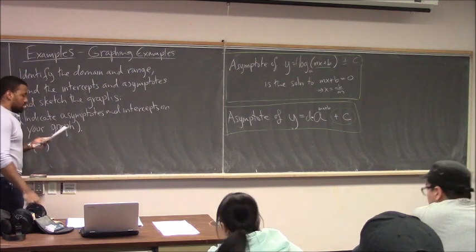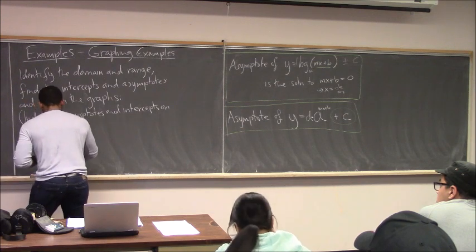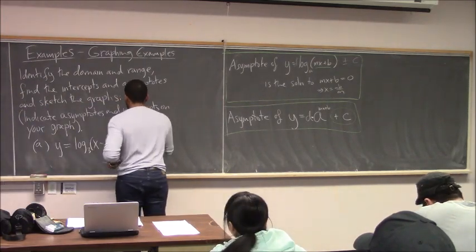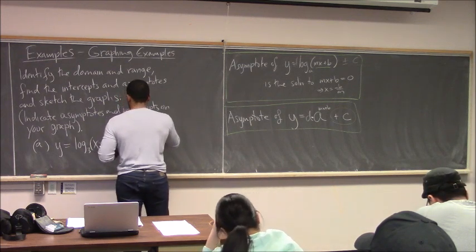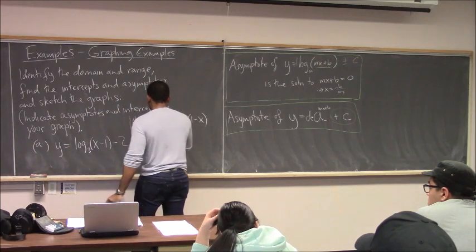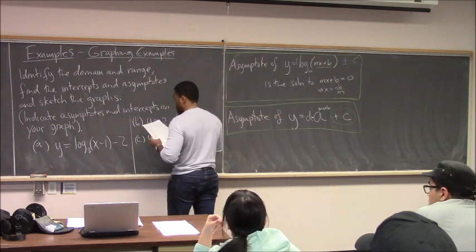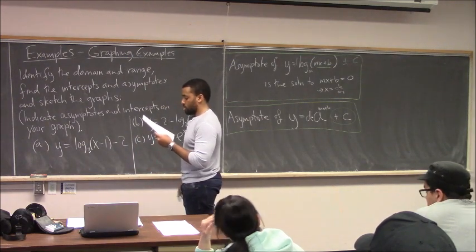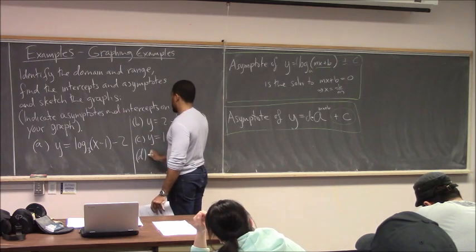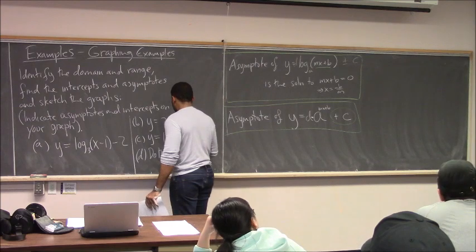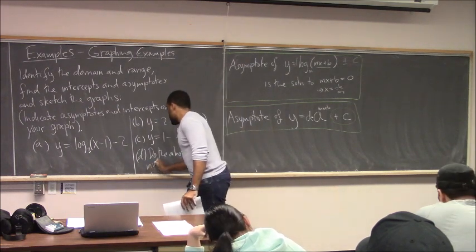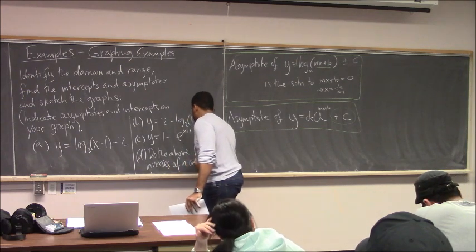So A, I'll give you a bunch of problem types. They might ask you to graph y equals log to the base 3 of (x minus 1), minus 2. B, y equals 2 minus log to the base 2 of (1 minus x). C, y equals 1 minus e to the (x plus 1). D, let's do another problem here. Do the above for the inverses of A and B.